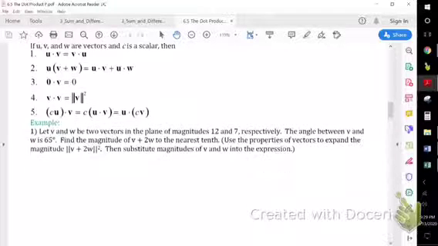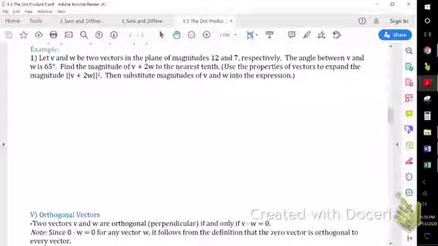So let's look at example 1 here. It says let v and w be two vectors in the plane of magnitudes 12 and 7 respectively. The angle between v and w is 65 degrees. Find the magnitude of v plus 2w to the nearest tenth. Now it gives us a hint here. It says use the properties of vectors to expand the magnitude of v plus 2w squared, then substitute magnitudes of v and w into the expression.